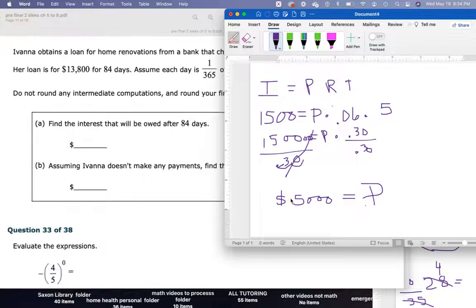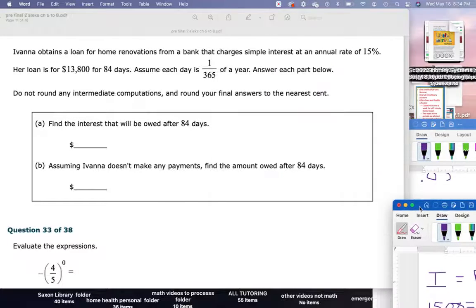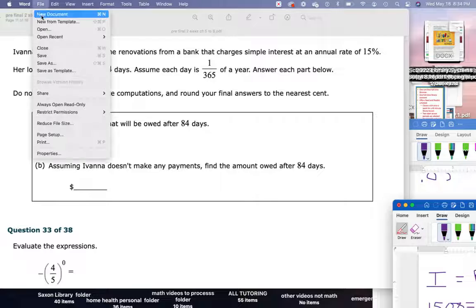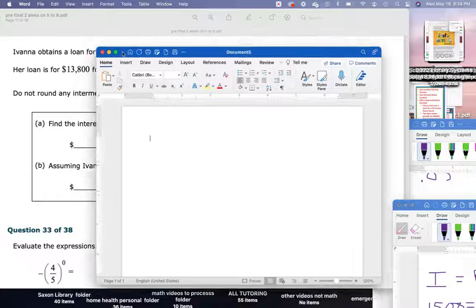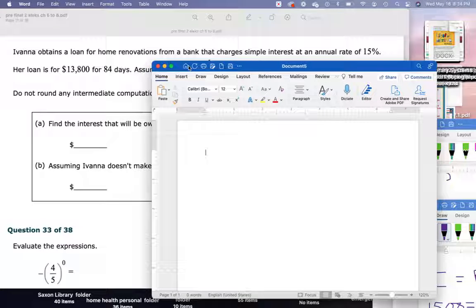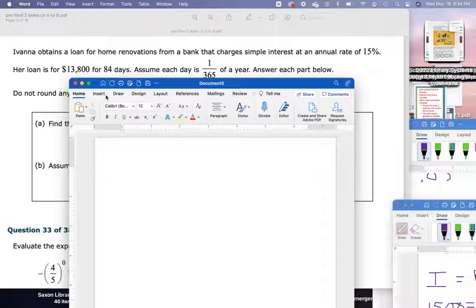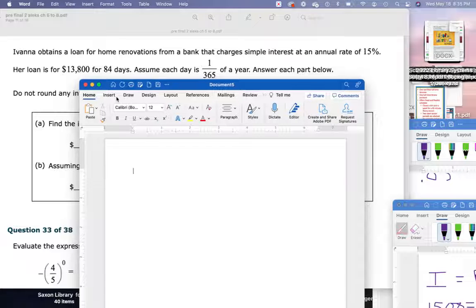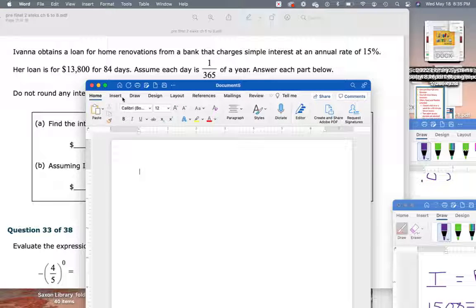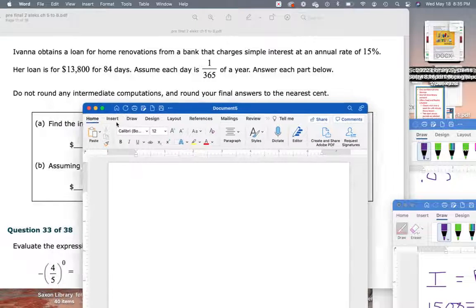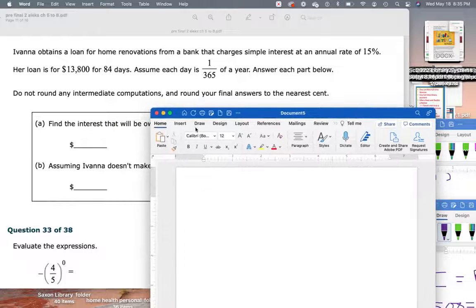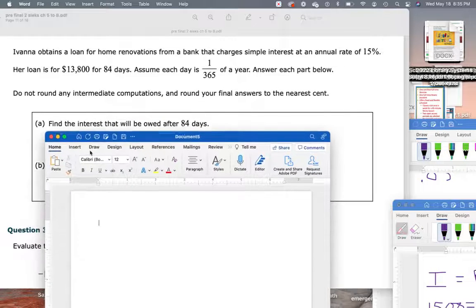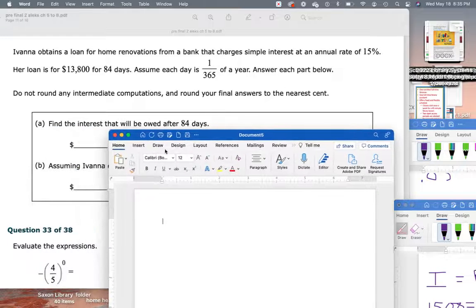Okay, number 32. Avana obtains a loan for home renovations from a bank that charges simple interest at an annual rate of 15%. Her loan is for $13,800 for 84 days. Assume each day is 1 over 365 of a year. Answer each part below. Do not round any intermediate computations and round your final answers to the nearest cent. Find the interest that will be owed after 84 days.